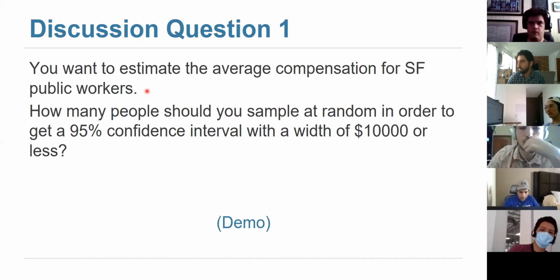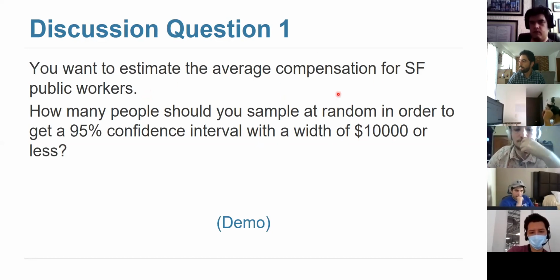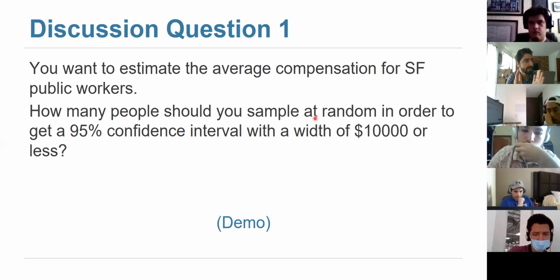So just see what we're trying to do. We want to calculate the average compensation or average salary of all the public workers in San Francisco. And we want to get that 95% confidence interval, where the width of this confidence interval is just 10,000 or less.